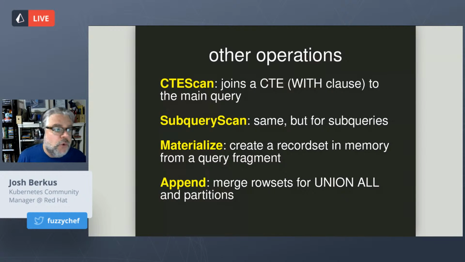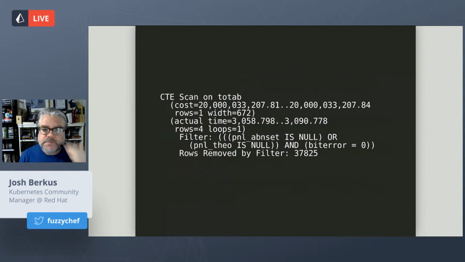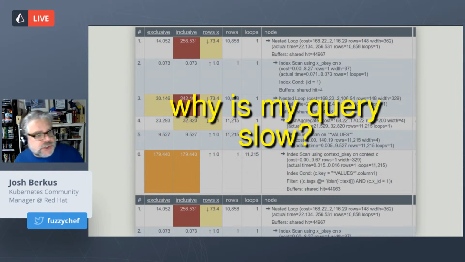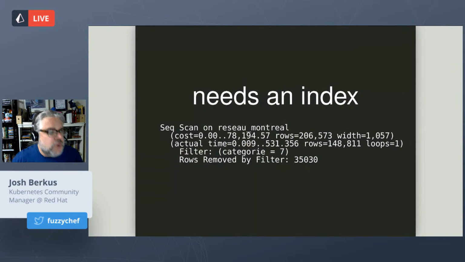Materialize is one to look for because it often uses a lot of memory. And again, with a slow query, that's one of those things you're actually looking for. So, CTE scan example. All this comes down to figuring out why my query is slow. I'm going to give you a few examples here.